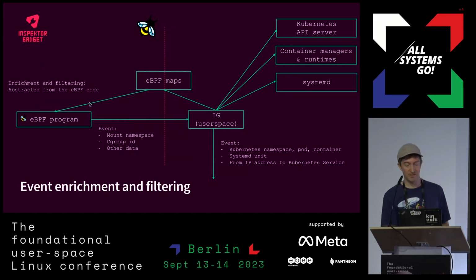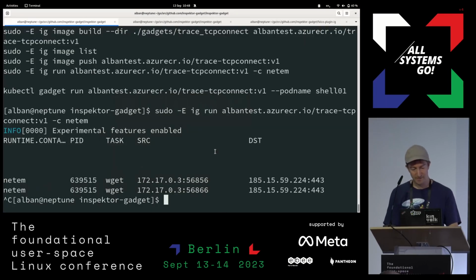On enrichment, it's very similar. The eBPF event contains the cgroup ID or the mount namespace ID, and that's enough for Inspektor Gadget to find out, oh, this is the mount namespace ID for this container. So Inspektor Gadget is able to enrich the event with additional metadata. So let's try a demo now.